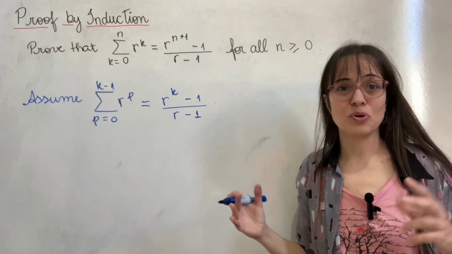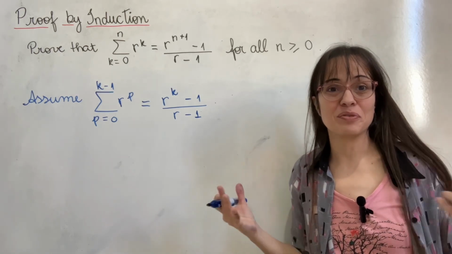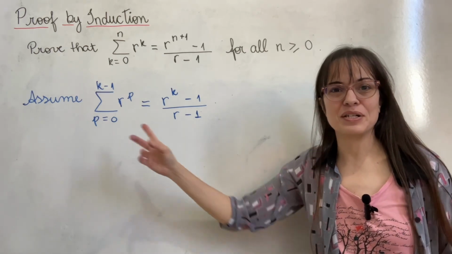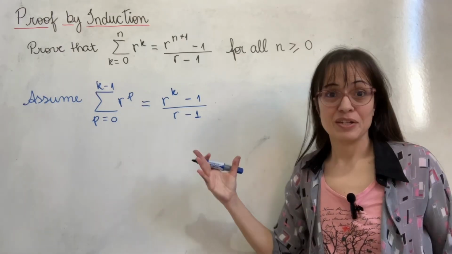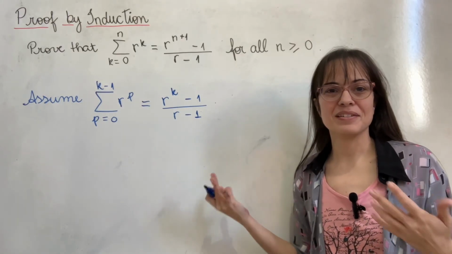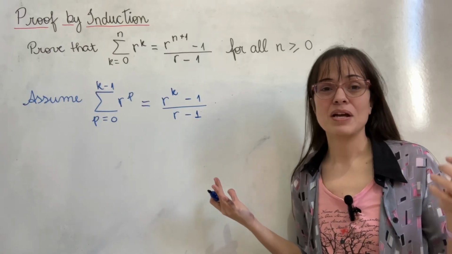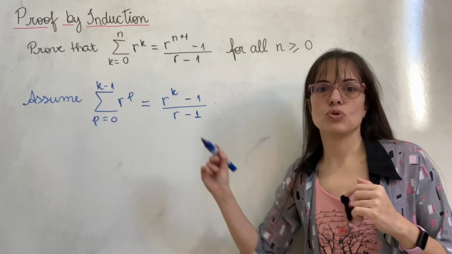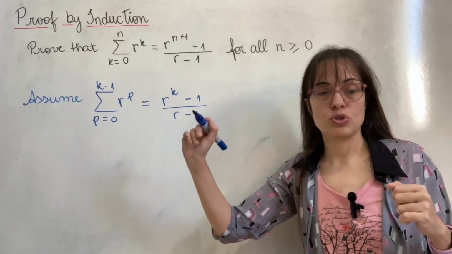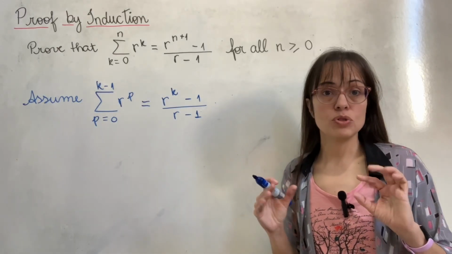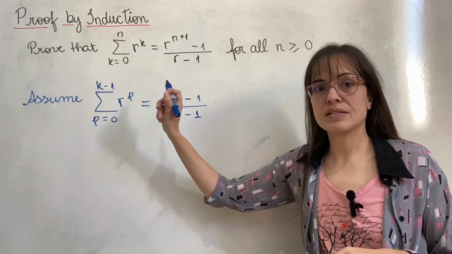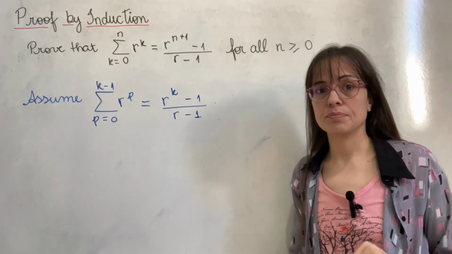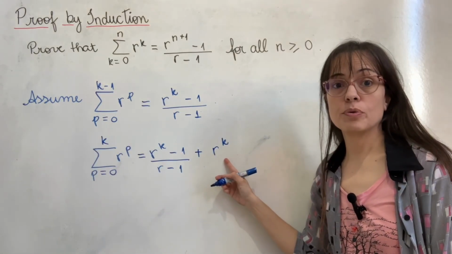This one is even more confusing in terms of the number of different letters that we're using because we also have the ratio of the sequence there, right? But I chose k as my induction variable this time, and I am again choosing to go from k minus 1 to k. So what do I need to do? I need to add to both sides of the equation the next term of that sum. That term is r to the power of k.